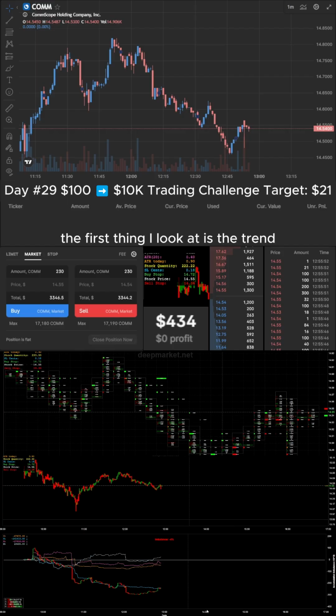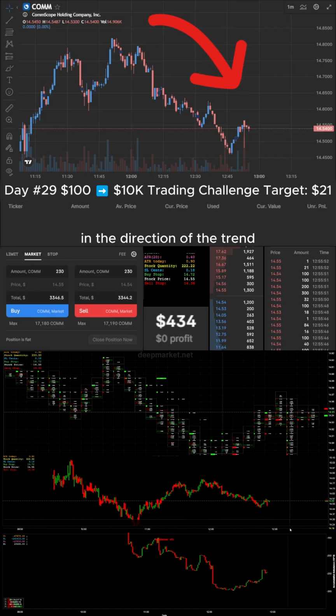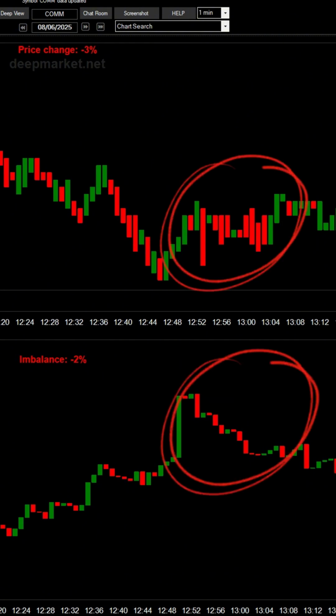The first thing I look at is the trend. I always open my larger positions in the direction of the trend, and I don't try to catch the bottoms. Second, I use two charts. One is called the day volume, which shows whether there are more market buy or sell orders in a candle. Just because the price is rising doesn't necessarily mean that the buyers are dominating.